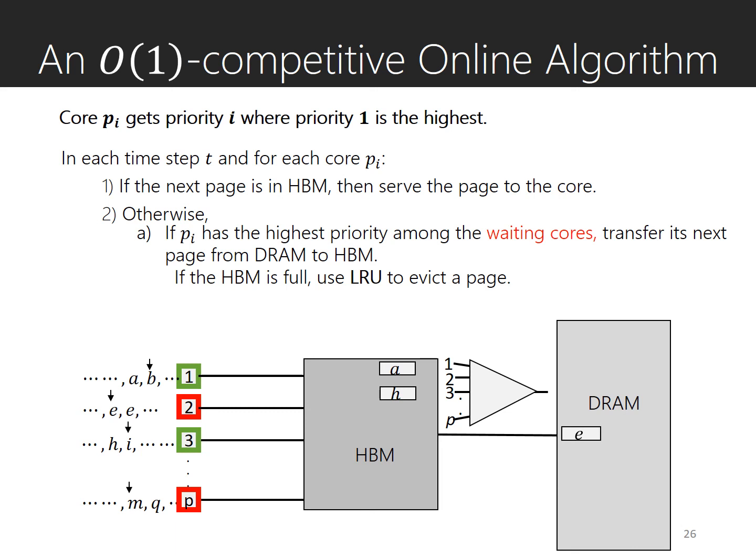Now, there can be multiple waiting cores trying to get access to the DRAM HBM channel, but as the bandwidth of the DRAM HBM channel is limited, only one core gets access to it to fetch a page from DRAM to HBM. Okay. So in this example, core 2 and core P's next pages, namely E and M, are not in the HBM at time step T. And core 2 has the highest priority among all the waiting cores, namely 2 and P. Hence, by the next time step, core 2's next page, which is E, is served from the DRAM to HBM.